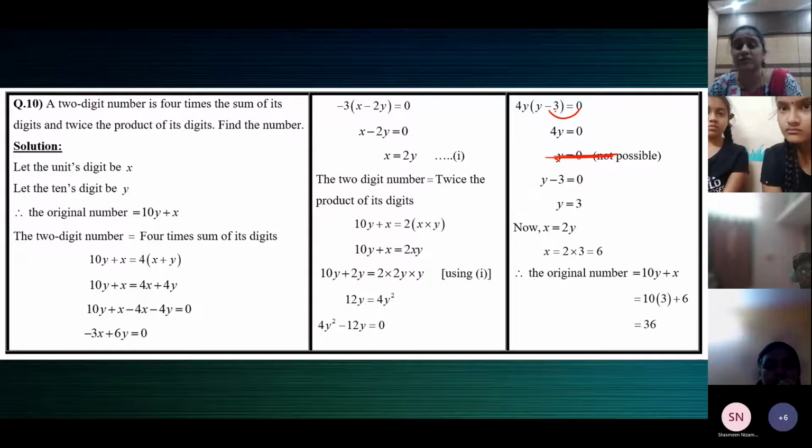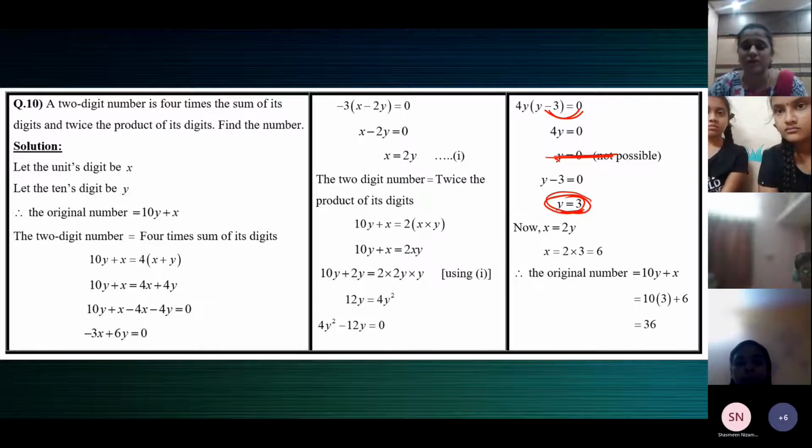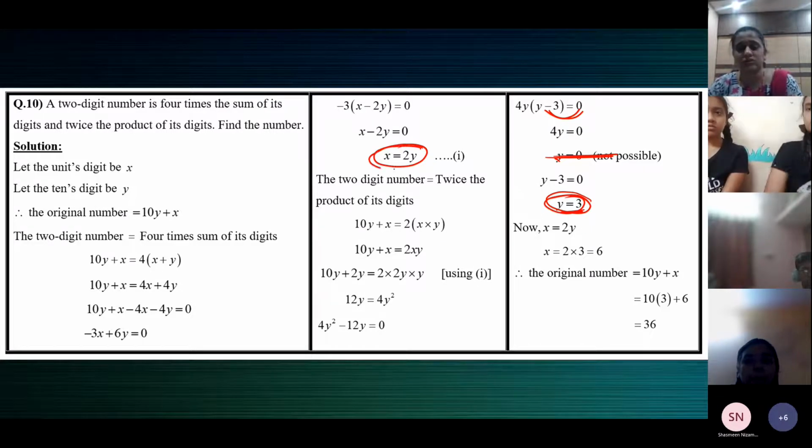Then y minus 3 is equal to 0, so y is equal to 3. We got an acceptable value for y. Now using the value of y, you should find the value of x. We know x is equal to 2y, so x is equal to 2 into 3, which is 6.